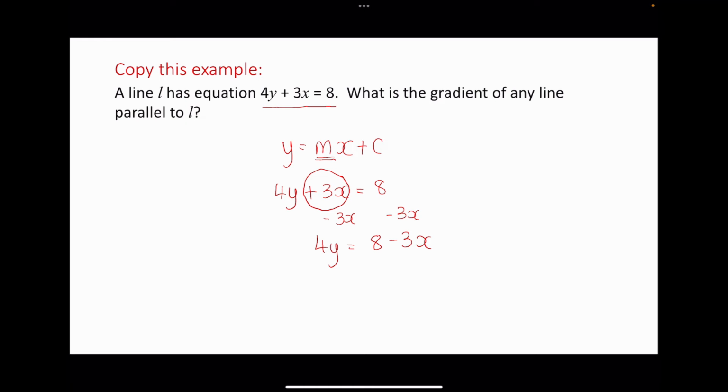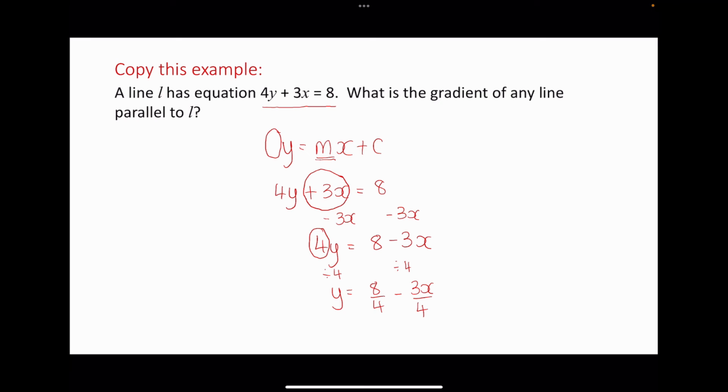Again, looking at the form y equals mx plus c, the next thing that's standing out is that we just want y on its own, but right now we've got this 4y. So to get rid of that 4y, 4 times by y, the opposite of doing that would be dividing by 4. So that's going to then help us balance out so that we end up with y equals 8 over 4 minus 3x over 4.